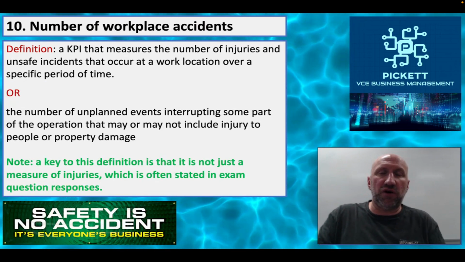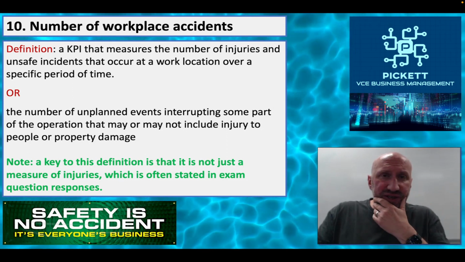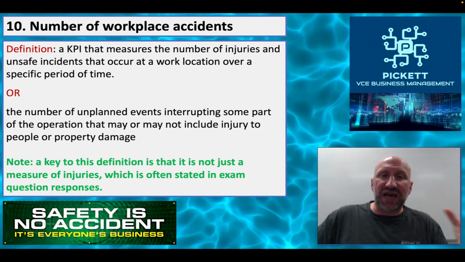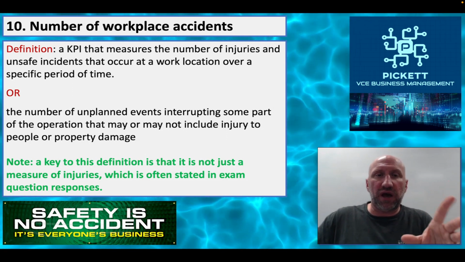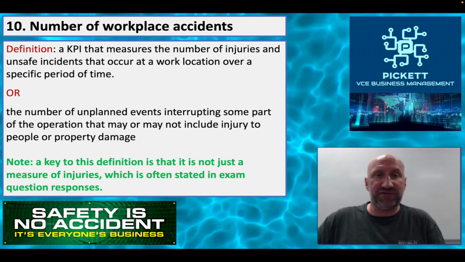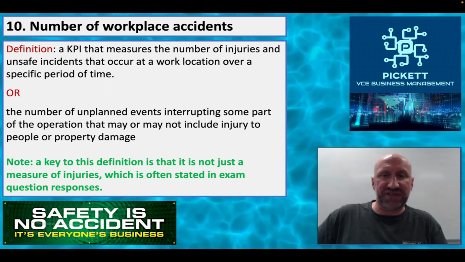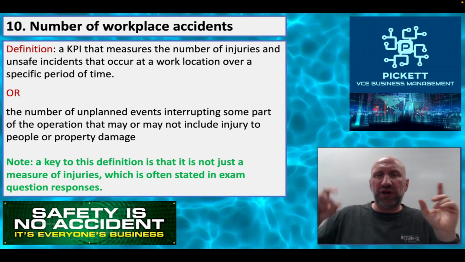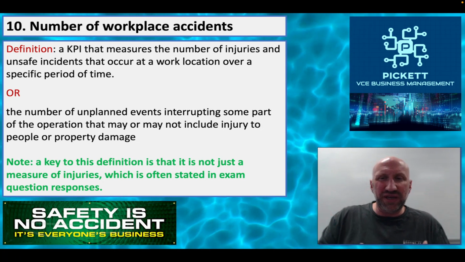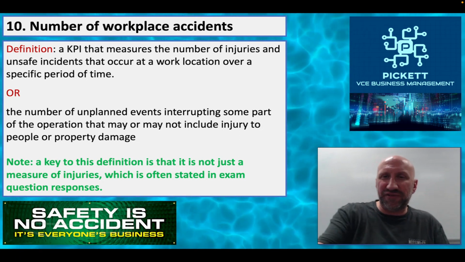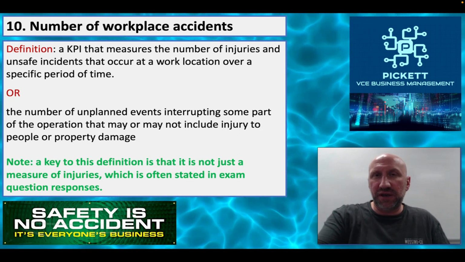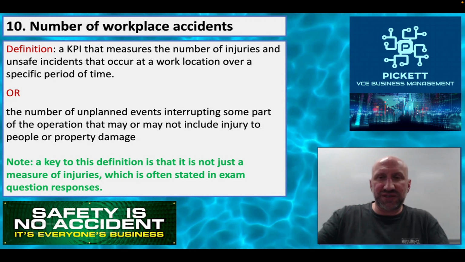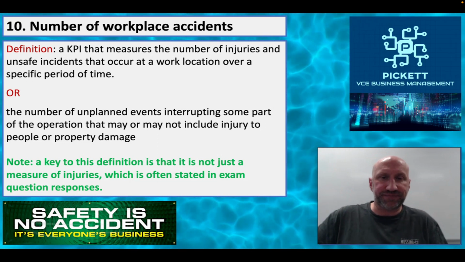And finally, the last of the KPIs, number of workplace accidents. Okay, so this is measuring the number of injuries and unsafe incidents that occur at work over a specific period of time, or number of unplanned events interrupting some part of the operation. That may or may not include injury, okay? So although accidents implies injury, it doesn't have to include injury. So even that first definition is okay, because number of injuries and unsafe incidents, okay? So not just injuries to people, okay?